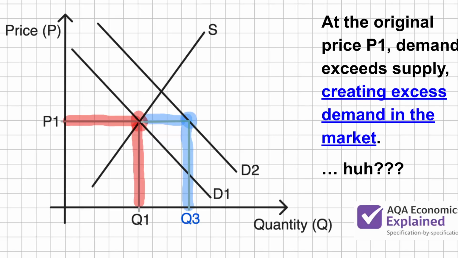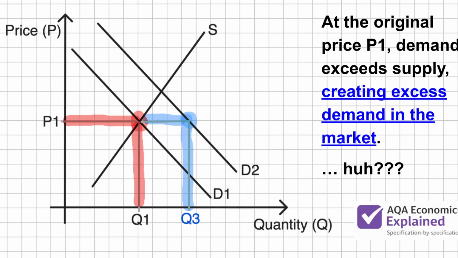And this is exactly why, in the exam, we usually explain excess demand in words, rather than by adding extra labels like Q3. Instead of drawing it, we say, at the original price P1, quantity demanded is greater than quantity supplied, creating excess demand. That sentence tells the examiner everything they need to know without risking confusion.